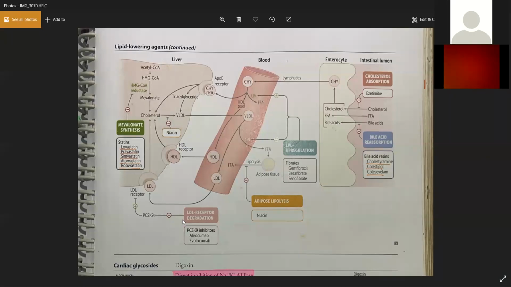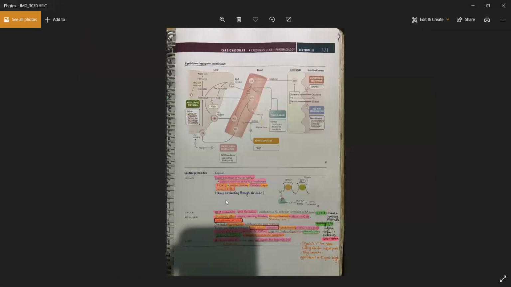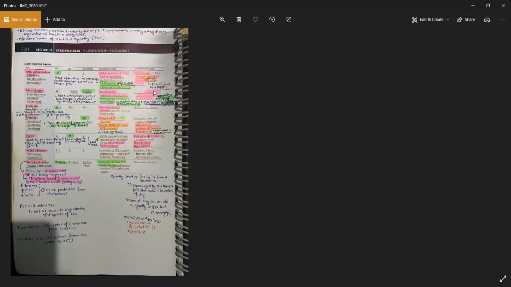Okay, then the drugs which inhibit the LDL receptor degradation, because PCSK9, if you guys remember from biochemistry, is an enzyme which degrades the LDL receptors. So these drugs like alirocumab and evolocumab inhibit the PCSK9 so that the receptor density would be increased. So these are all the drugs which we're going to study now.